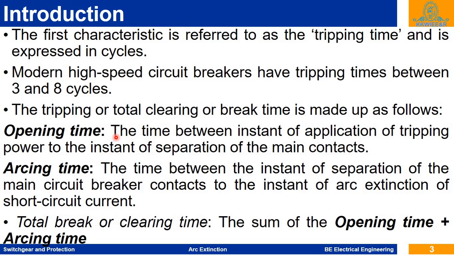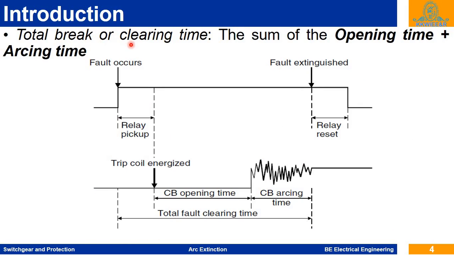When the trip coil receives the supply for energizing and unlatches the mechanical mechanism, the contacts start separating. From that instant of separation up to the full travel of the moving contact is the opening time. When the contacts start separating, the arc is formed in the circuit breaker and then the arc is extinguished. That time is called the arcing time. So the total break or clearing time for the circuit breaker is the sum of the opening time and arcing time. It is explained in this diagram.